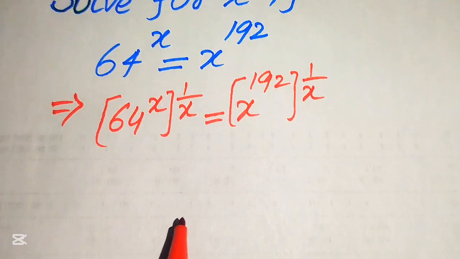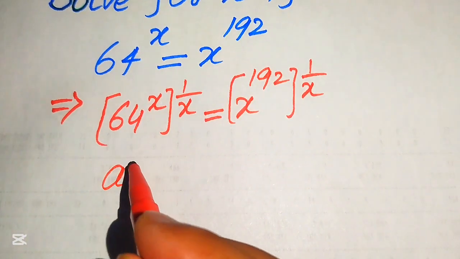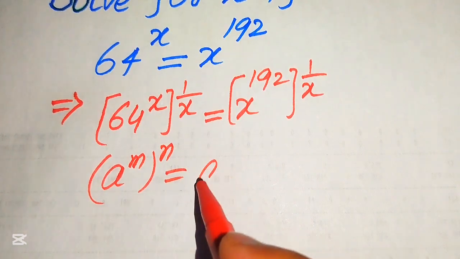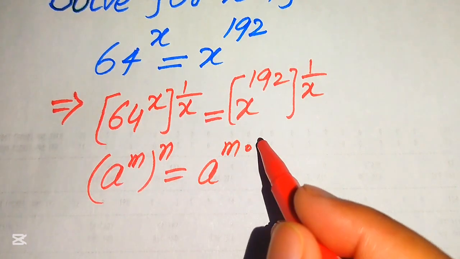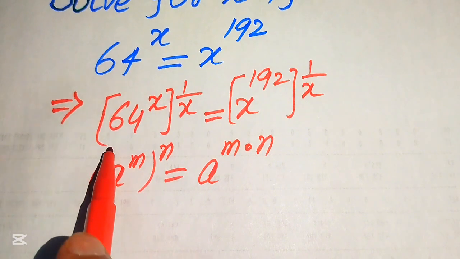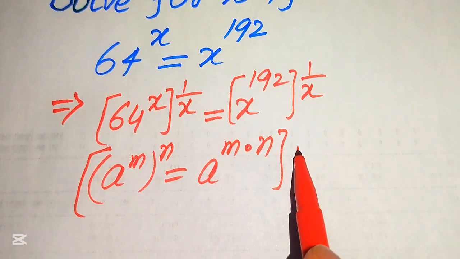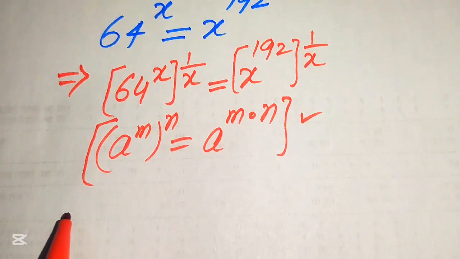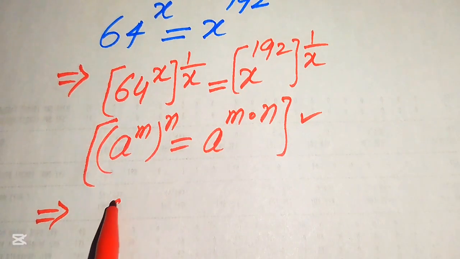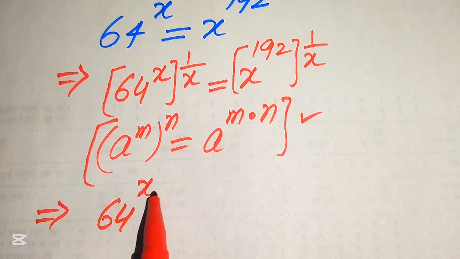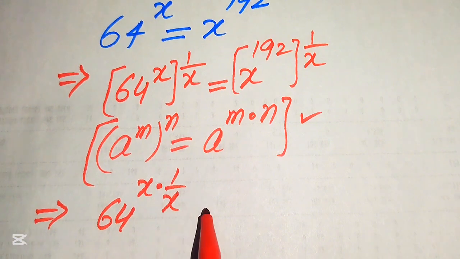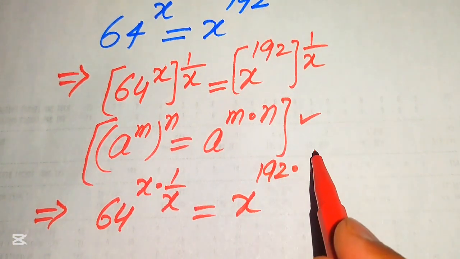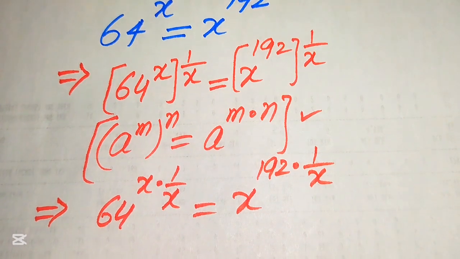Okay, so here we can apply the nice exponent law. You know that if we have a to the power of m to the power of n, it is equal to a to the power of m multiplied by n. According to this exponent law, we need to multiply the exponents on both sides, and it will be written as 64 to the power of x multiplied by 1 over x is equal to x to the power of 192 multiplied by 1 over x.